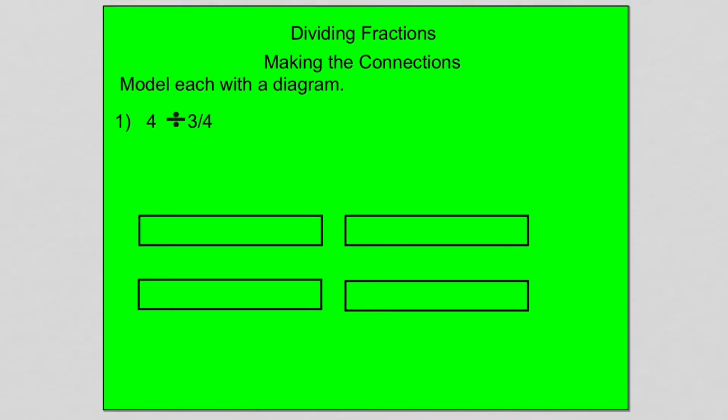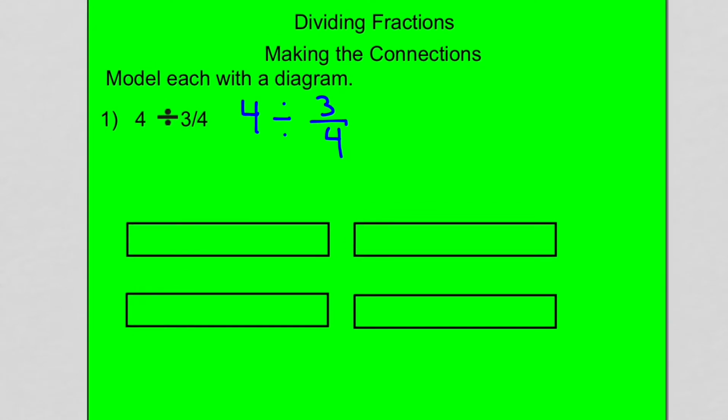We started out with a whole number divided by a fraction. And we ask ourselves, how many 3/4 fit inside of 4? So we use 4 rectangles to represent 4 wholes. And we want to count how many 3/4 are in 4. So we divide them into 4 equal parts each. And then we shade in three out of 4.